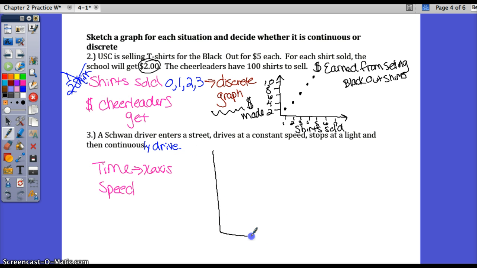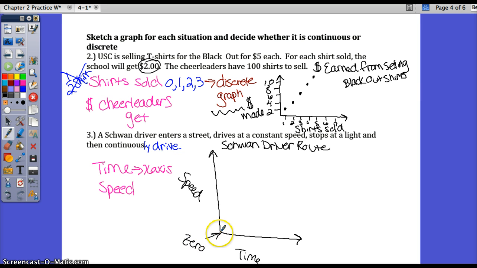So let's go ahead and draw a rough sketch. Let's title it Schwan driver route. We just said that the x-axis is always time, and then his speed is changing. At time 0, he's entering a street. This right here is 0. Is his speed at 0 if he's entering the street? No, he's driving. So he's somewhere up here, and he's driving at a constant speed.